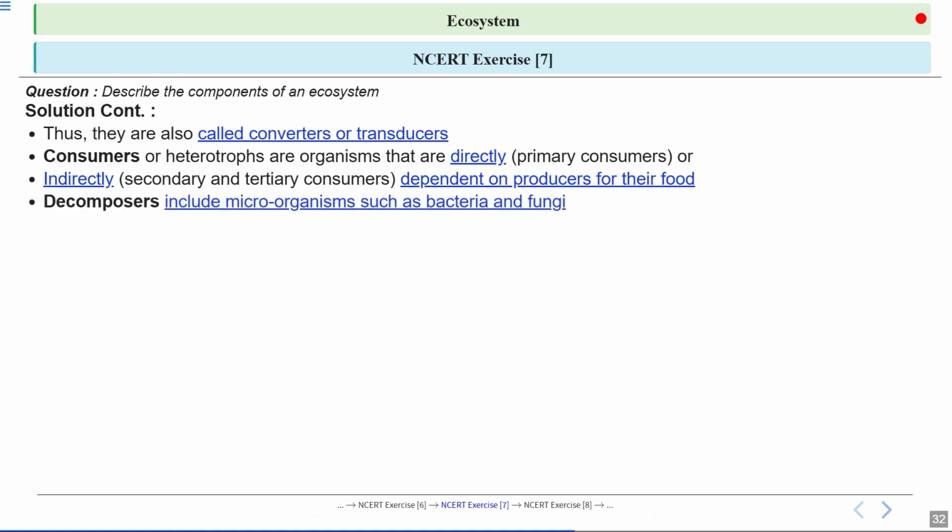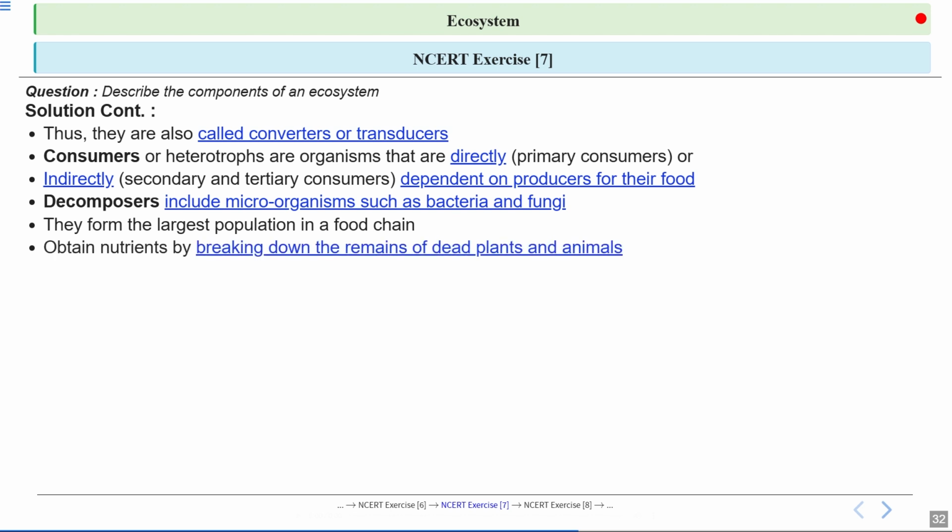Decomposers are the microorganisms such as bacteria and fungi. They help in nutrient cycling, and they form the largest population in the food chain because they are microscopic and can divide very fast. These decomposers obtain nutrients by breaking down the remains of dead plants and animals. They feed on dead and decaying organic matter, on detritus.